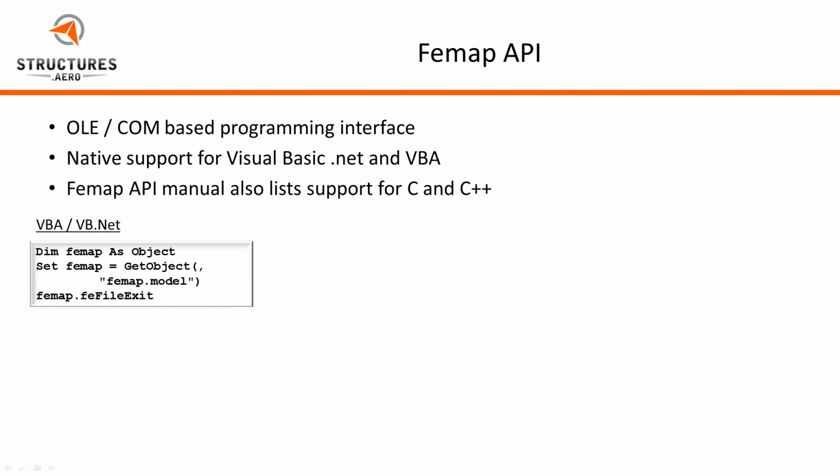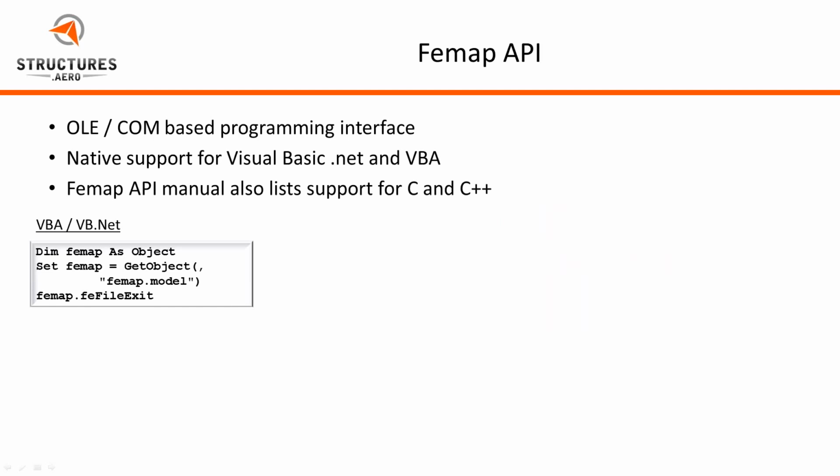So the FEMAP API, I assume everyone is familiar with, but it is an OLE or COM-based programming interface. It has native support for Visual Basic .NET and VBA, as that's how it's written. And if you read in the FEMAP API manual, it also lists support for C and C++. And I'll give you a quick example of that.